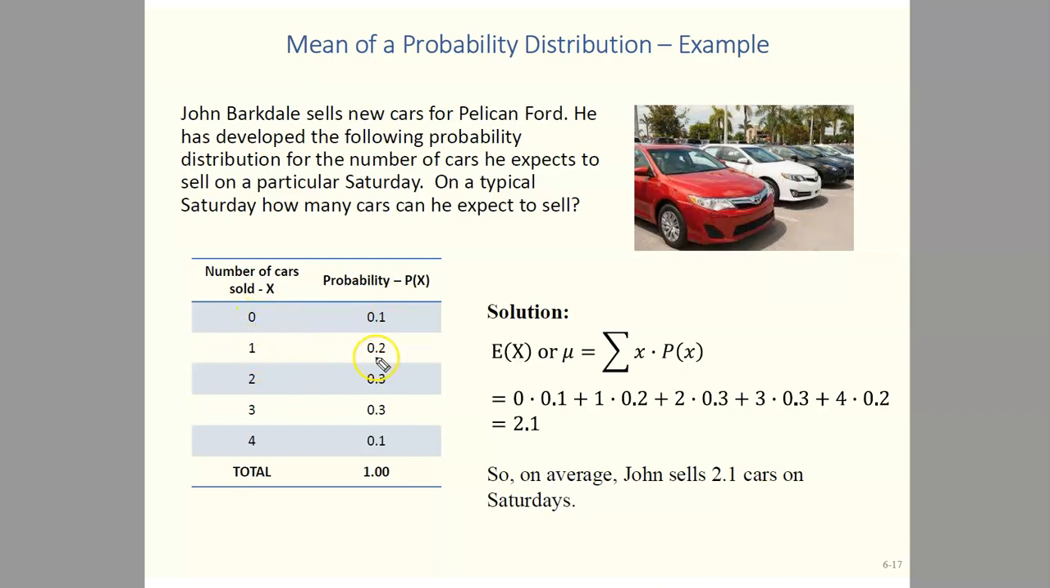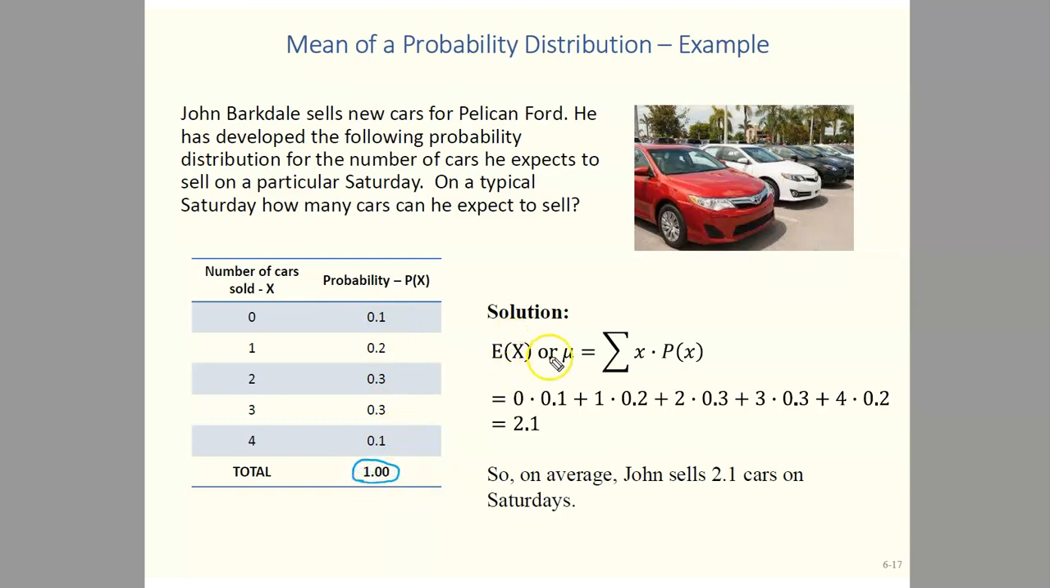On any given Saturday, there is a 0.2 probability, or a 20% chance, that he will sell 1 car, a 0.3 probability of selling 2 cars, a 0.3 probability of selling 3, and a 0.1 probability, or 10% chance, of selling 4 cars. So that's the probability distribution for the number of cars he can expect to sell on any given Saturday. Notice when we sum all of these, we do get 1.